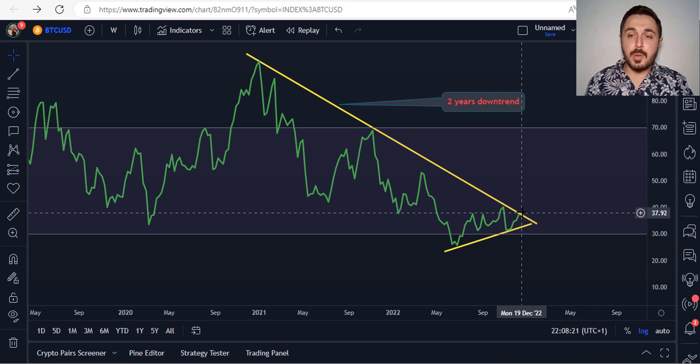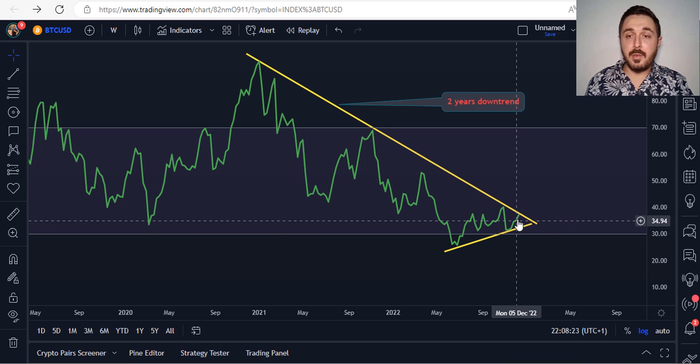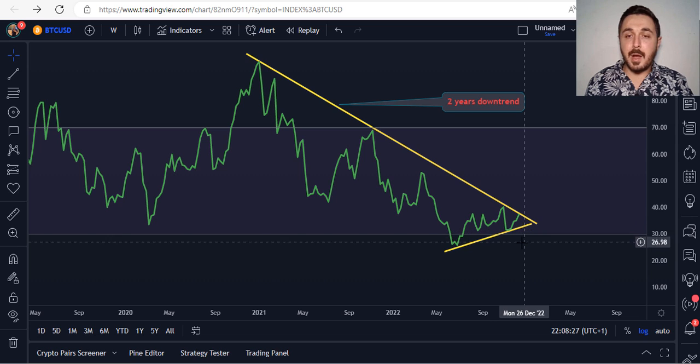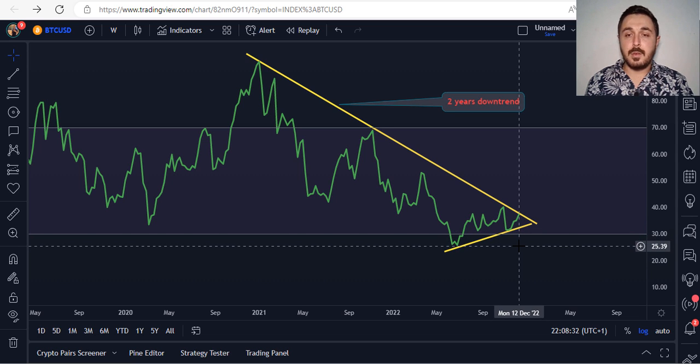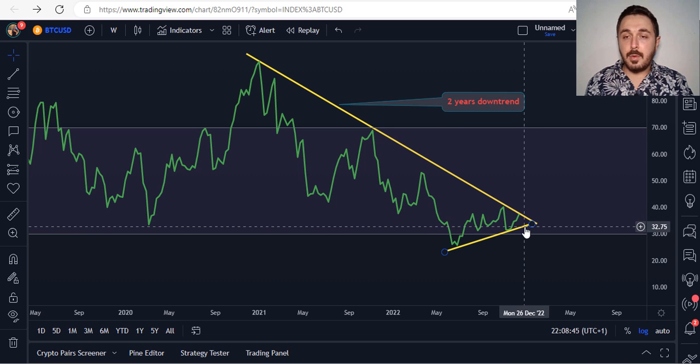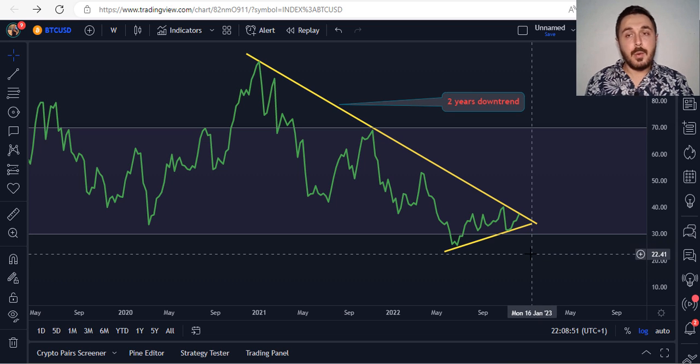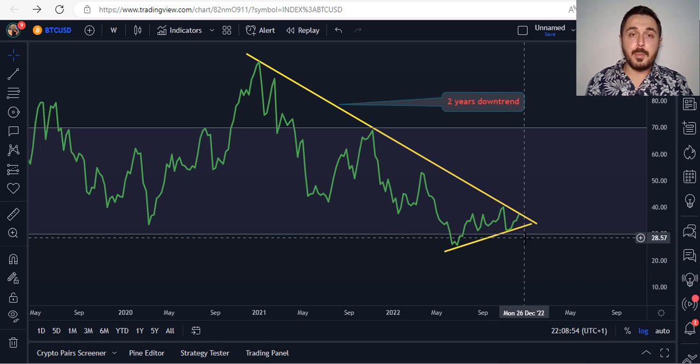What you don't want to see, just like I discussed in the previous video, is a rejection or a fall in price back lower than the 25 level. If this happens, it's going to prolong the downtrend, and it's going to take a little bit more time for the market to recover. Like I said, if we break down below this trend line and have a lower low, our next target, as I discussed, is 13.7k.